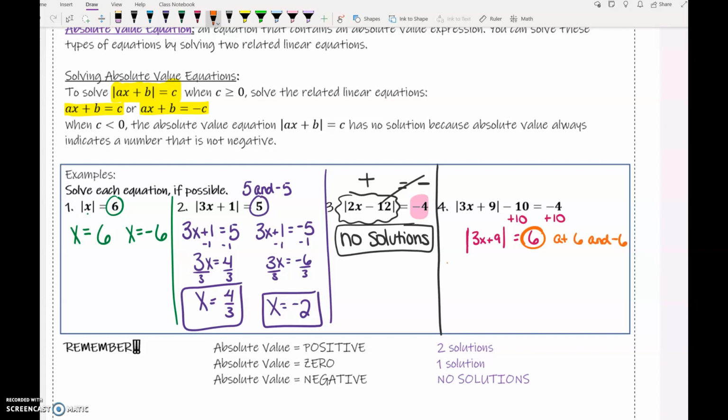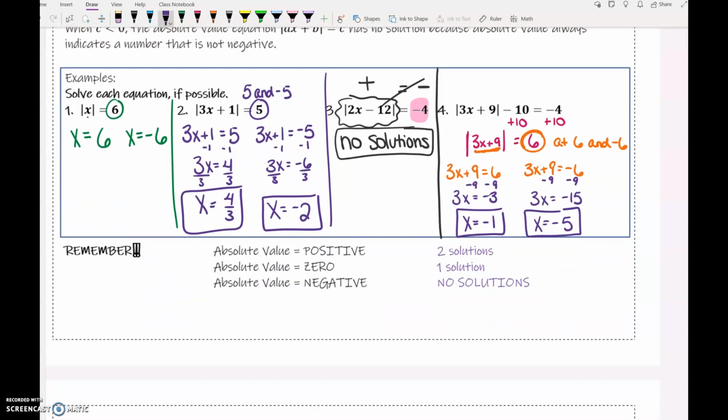So we set up two equations. Stuff equals +6. Stuff equals -6. We need to solve both. Notice I don't write the absolute value symbols anymore. I'm just writing the stuff that's inside the bars equals 6. The stuff equals -6. Pause the video, solve both of these on your own. Once you're done, play the video to see if you did it right. I don't think you paused. Pause the video.